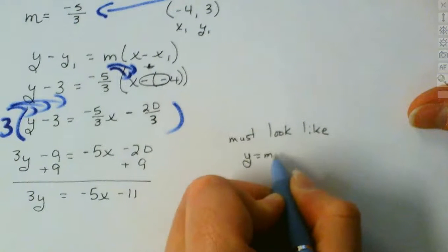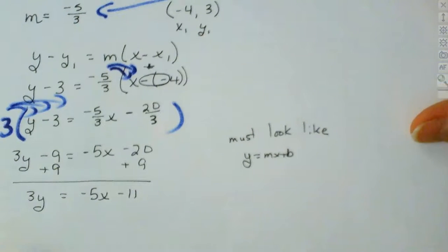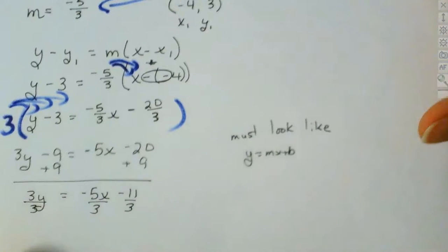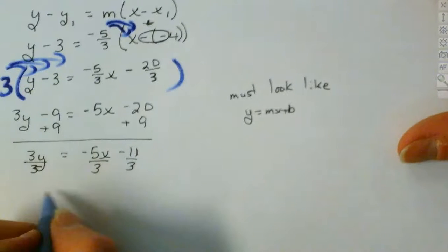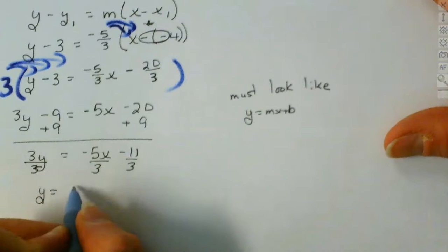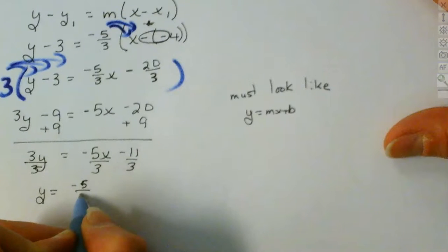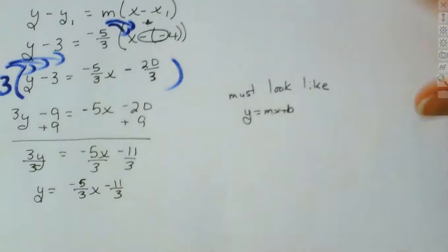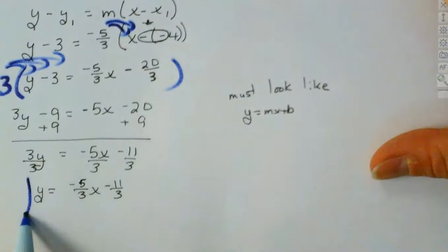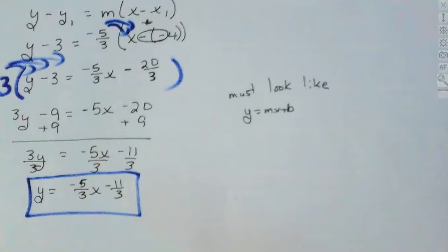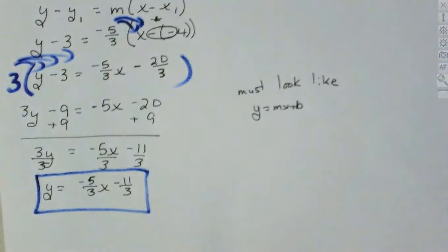Y equals mx plus b. So what do we do? We just divide by our 3. And now we've got it. So what's my final answer? Y equals negative 5/3 x minus 11/3. And that is your answer now in slope-intercept form.